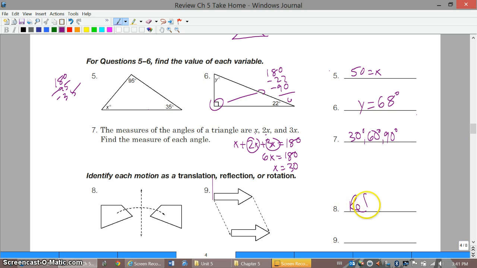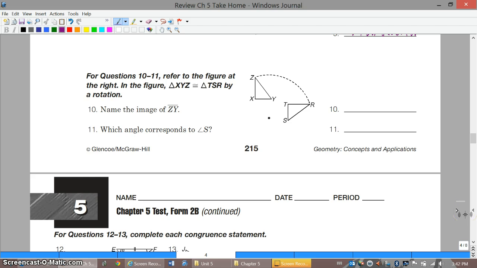That's a reflection. Number 9 is just kind of shifted to the bottom right. That is a translation. Okay, for 9, shifting is a translation. This guy is a rotation. The image of Y, or ZY, is going to rotate and be RS. Which angle corresponds to S? It came from this guy, Y. So angle Y.